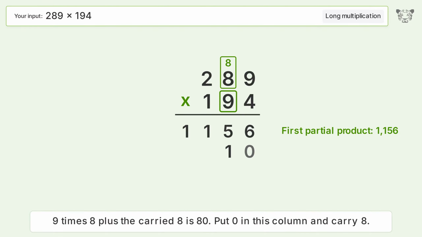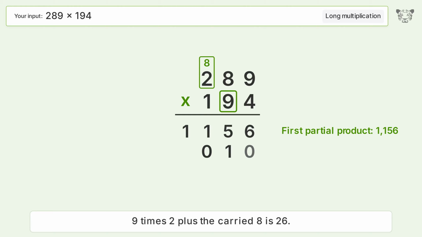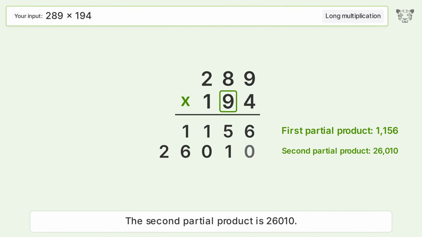9 times 8 plus the carried 8 is 80. Put 0 in this column and carry 8. 9 times 2 plus the carried 8 is 26. The second partial product is 26,010.